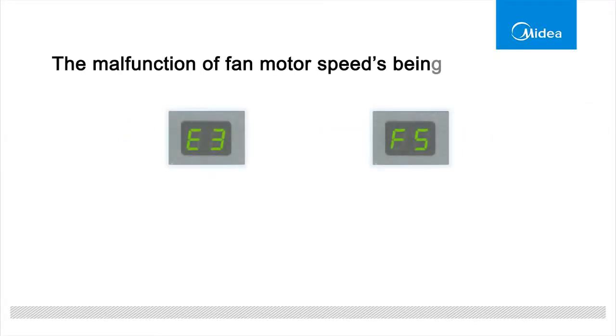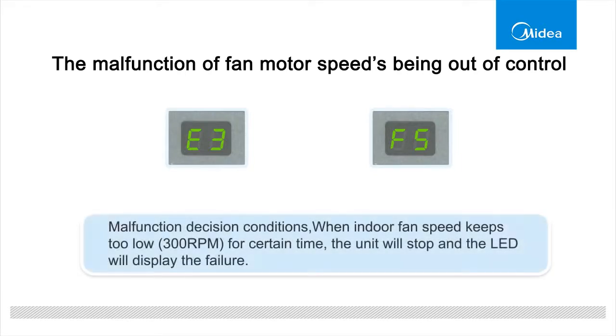When the display board of the indoor unit displays E3 or F5, that indicates a malfunction of the fan motor speed being out of control. Malfunction decision conditions: when the indoor fan speed stays too low, at 300 RPM, for a certain time, the unit will stop and the LED will display the failure.